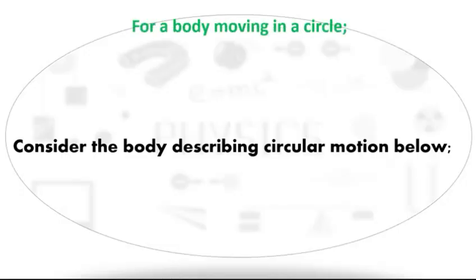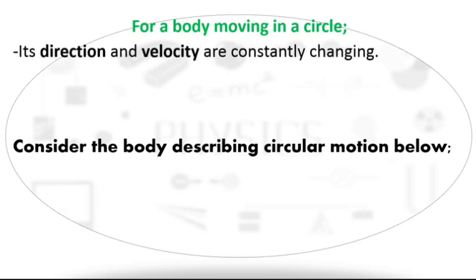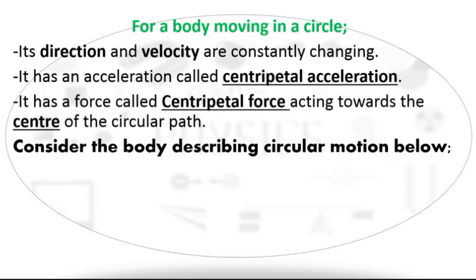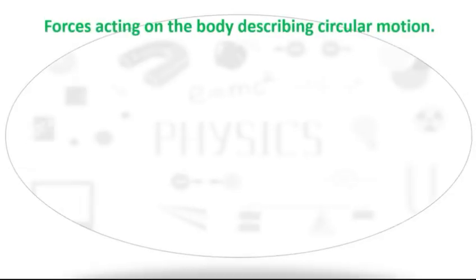Now we see that for a body that was moving in a circular path, one, its direction and velocity were constantly changing, and two, we said that it is having what we call the centripetal acceleration. That acceleration it is carrying is centripetal because it is moving in a circle, and it also has a force which pulls it towards the center, which we call the centripetal force, and the force that pulls it outwards from the center is what we call the centrifugal force.